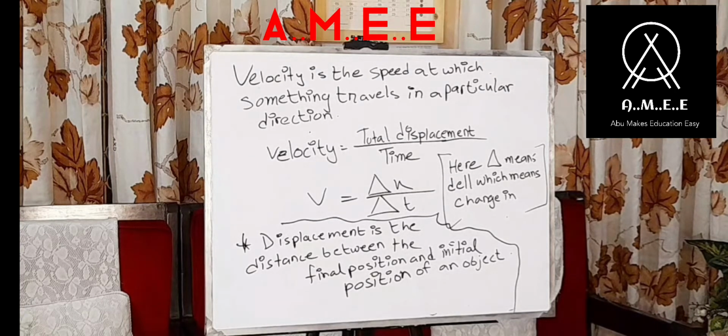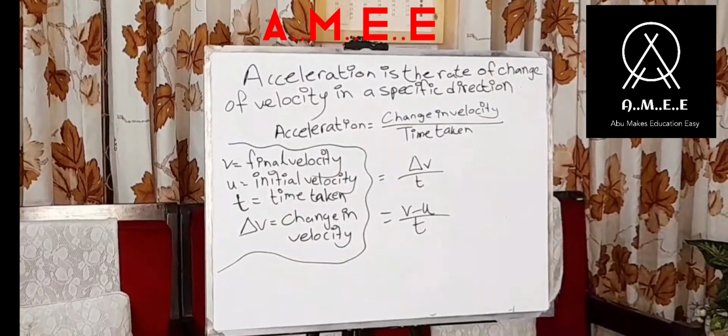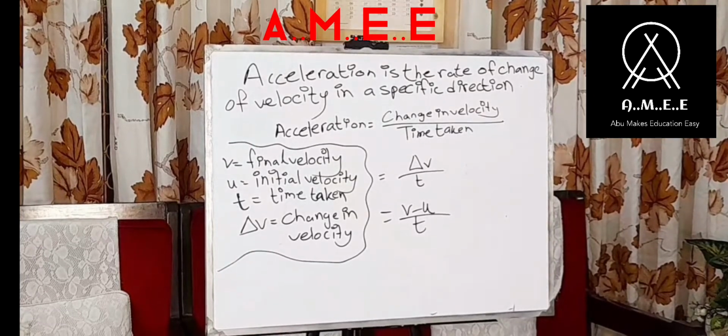By change in velocity we mean del v, so acceleration is del v by t. By del v, we mean change in velocity, and we calculate change in velocity as final velocity minus initial velocity. Let me write the definition and the formula so that it will help you understand better. As you are seeing here, I have written the definition and the formula of acceleration.